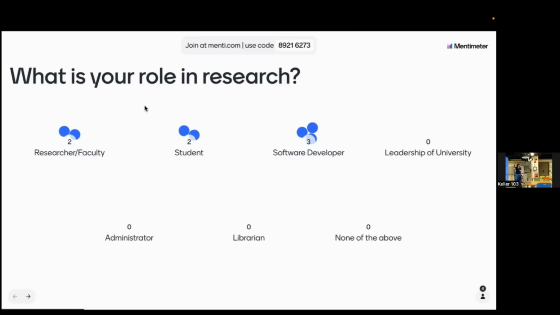So that, yeah, I like it. I like when the little balls are flying in. None of the above, administrator. So we have quite a distribution between the different roles. Okay, I'll give it another little bit of time. Okay, so research faculty and software developer are leading the numbers. This is a great distribution.